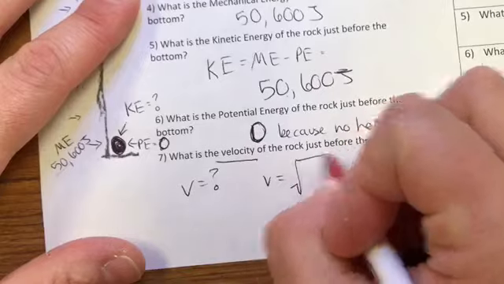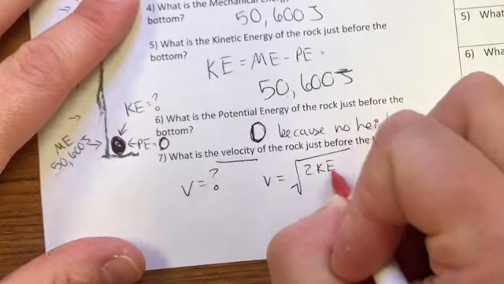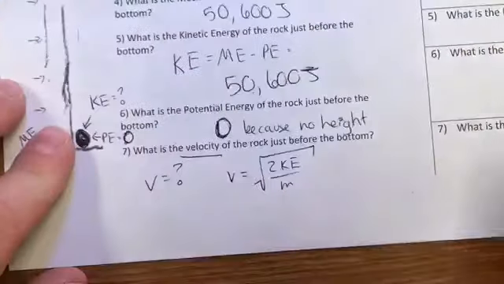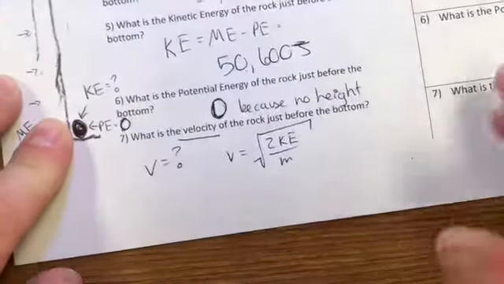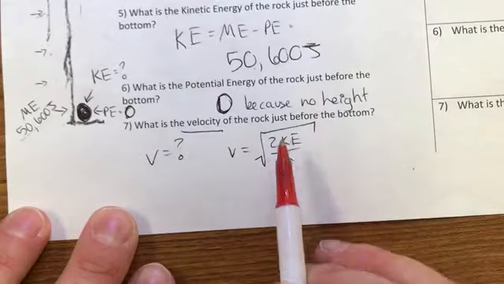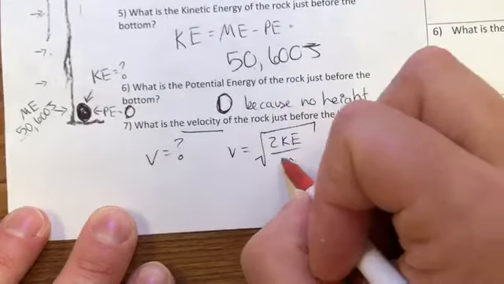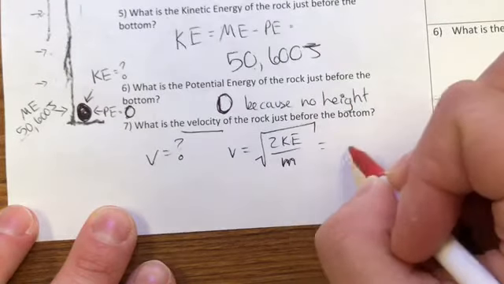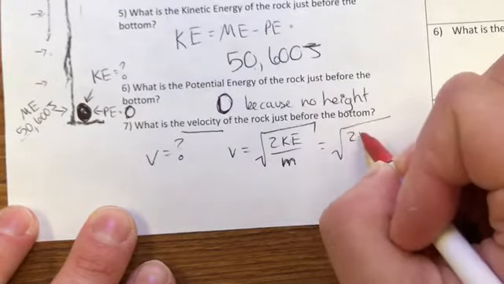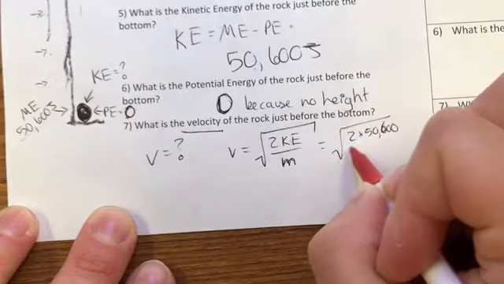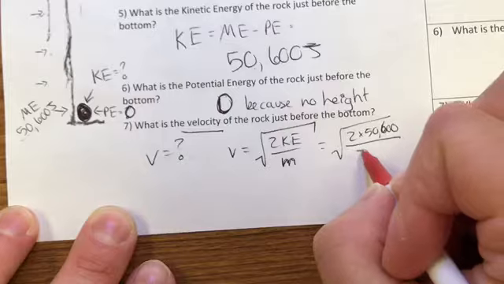Velocity is equal to the square root of 2 times the kinetic energy divided by the mass. So the velocity of the rock just before it hits the bottom, well, we know the kinetic energy at the bottom. We know the mass. We just plug it in. Square root of 2 times that 50,600 divided by the mass of 75.5.